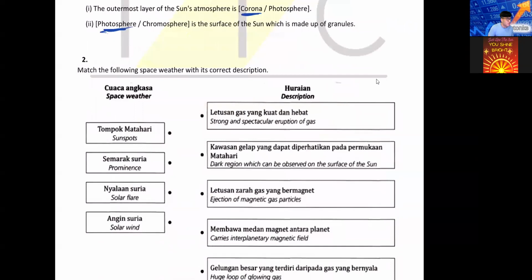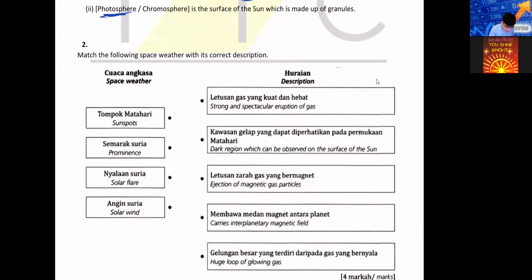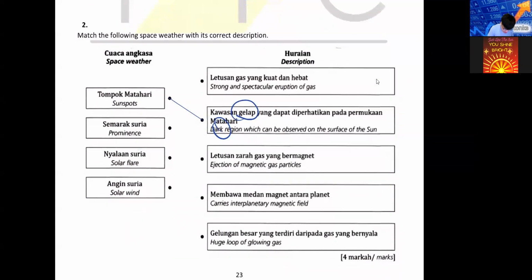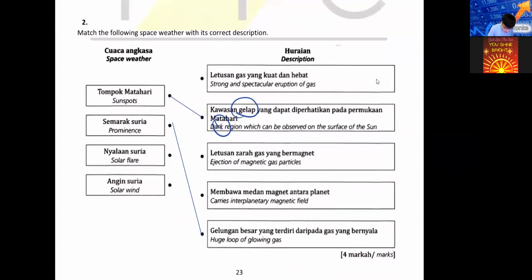Okay, next, match the following space weather. So sunspot. Okay, sunspot is gonna be the dark region. When you see dark, gelap, you know that's your sunspot. Okay, so next, prominence. Prominence is gonna be a huge loop of glowing gas. Like I said, loop. There's a circle of gas. Okay, it burns for a few months. This is a very long process. Whereas your solar flare is like a boom, then nothing. It's a very short time. So your solar flare is gonna be here. Strong, spectacular eruption of gas.